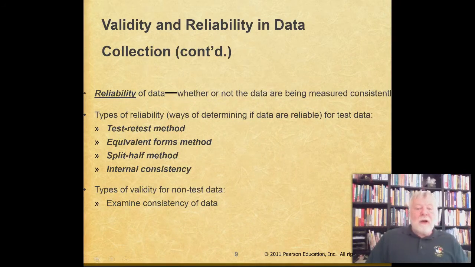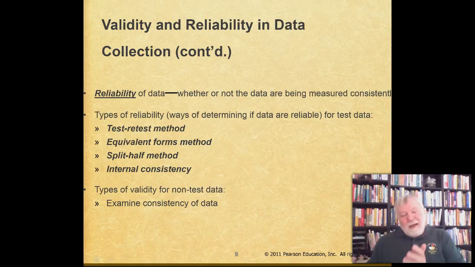Reliability of data is whether or not the data are being measured consistently. So there are different types. There is what we call test-retest reliability. I administer this test today, I get a score of 67, I test again, and I do not get a score the next time of 96 or something like that. So I get about the same results every time that I'm administering the test.